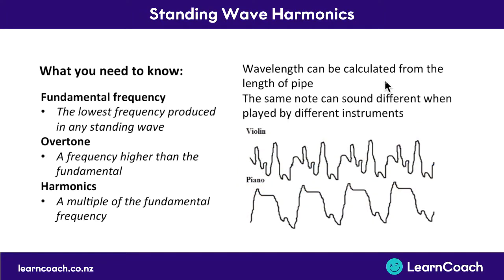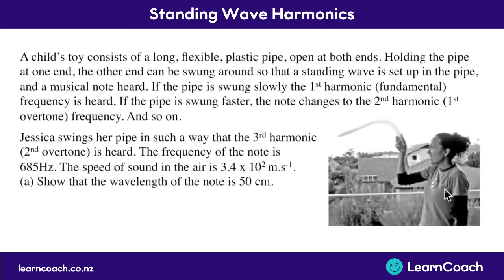And the same note can sound different to you when played by different instruments. That's because the different overtones are played at different strengths, and there are different numbers of overtones in each instrument as well, making a different resultant wave like we saw here.